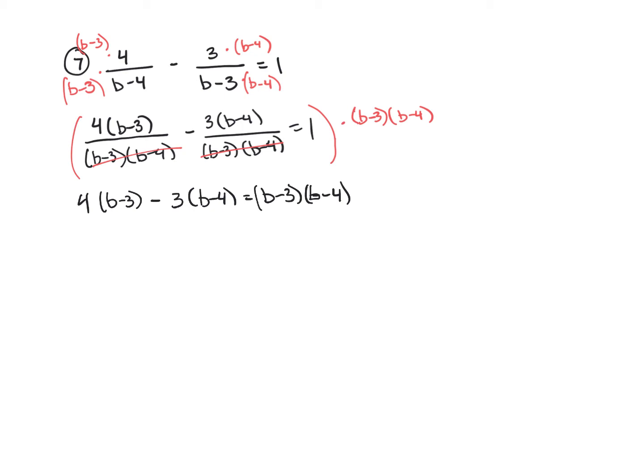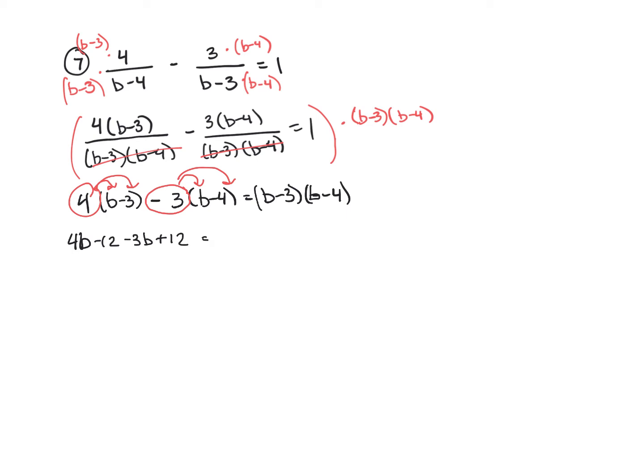Now we're going to take some time and distribute and factor. So I'm going to take this 4 and multiply it inside here. Take this negative 3, so I'm taking the negative with it, and multiplying it inside here. And then I'll also be foiling on the right side, but I'll do that in just a moment. But on my left side, we're going to have 4b minus 12 minus 3b plus 12. So that's what we're going to have on our left side.